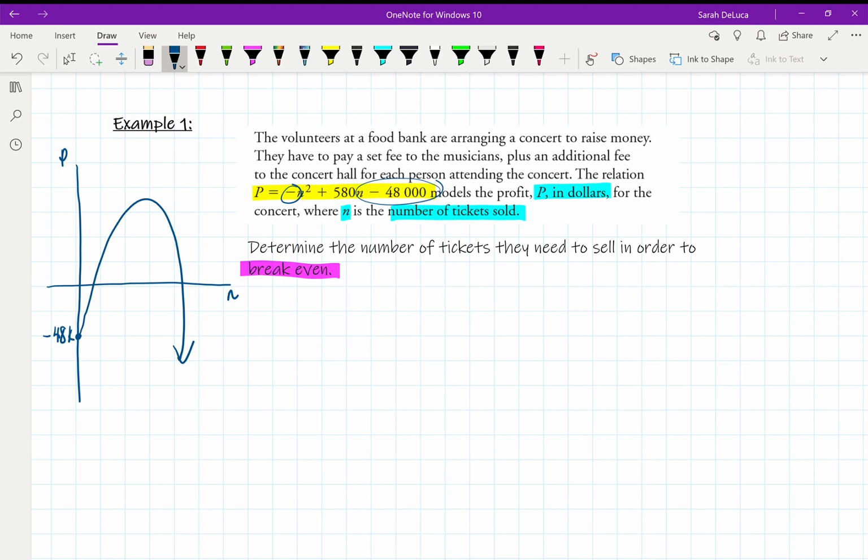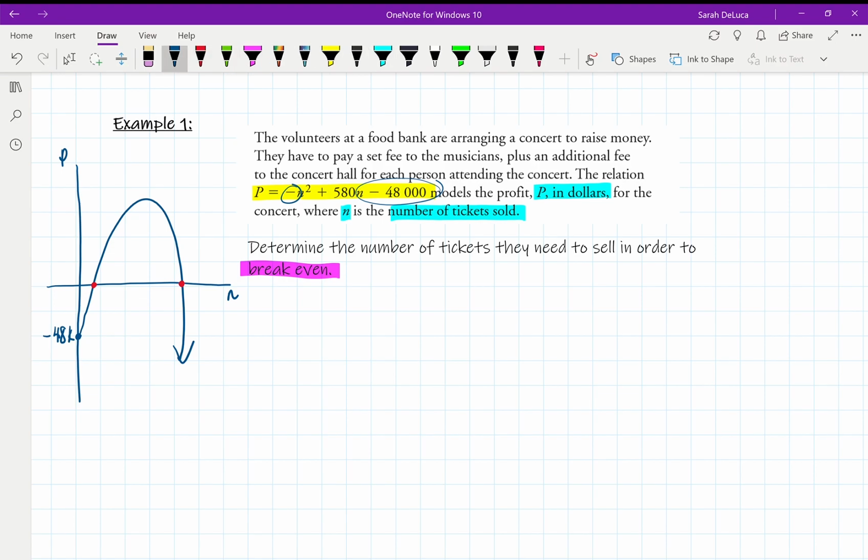Remember, profit is the money that we make after we've covered our expenses. If we're in the positive profits, that means we're making money. If we're in the red down here, that means we're still covering our expenses and we're in the hole, we're not making any money. And then there are those break-even points, which are right here, and that's where our profits are 0. So we've sold enough product to cover our costs, and now you can start making profit. They're selling tickets, and they've had to pay for this concert hall, so we want to find the number of tickets they have to sell in order to cover their expenses.